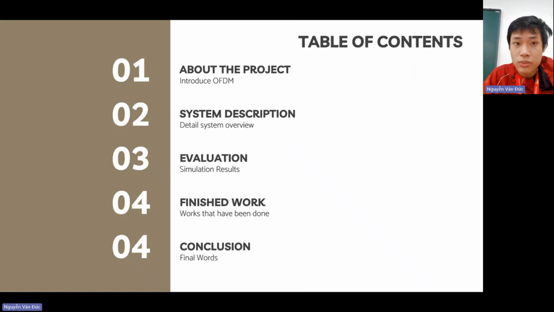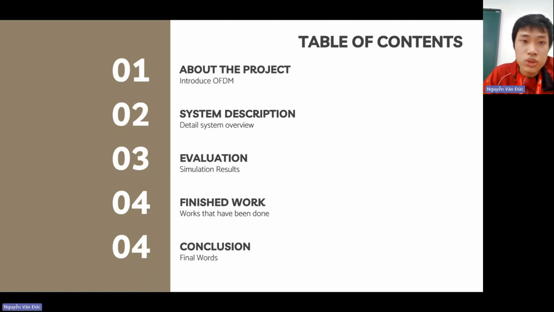First thing we'll be talking about is the introduction of OFDM. Second, we'll be discussing the system description. Third will be the evaluation of the code. Fourth, we will be discussing what we have done in this topic, and the conclusion.